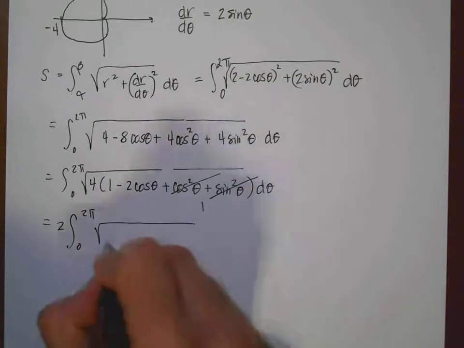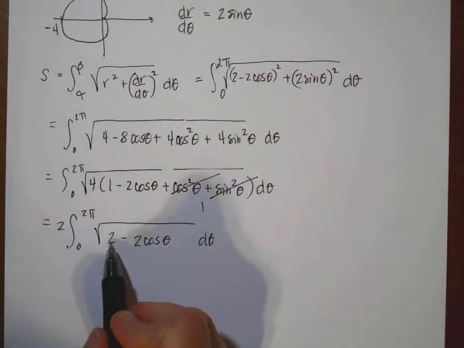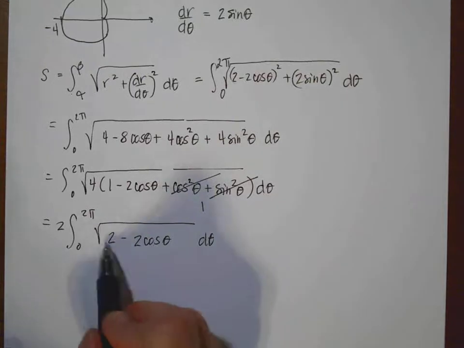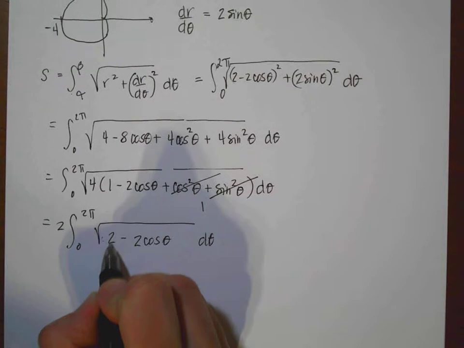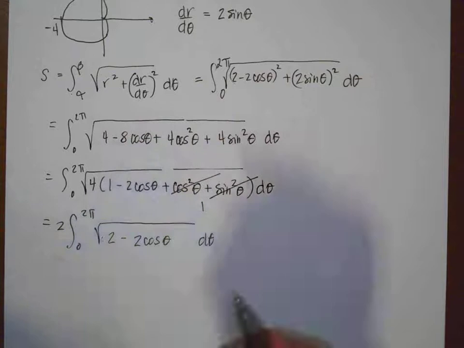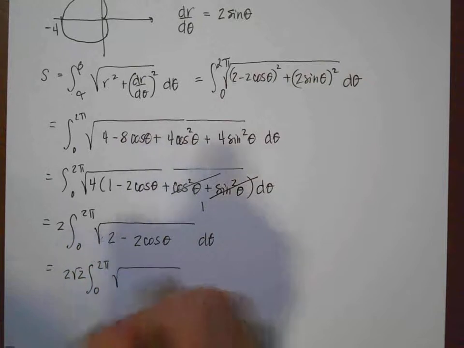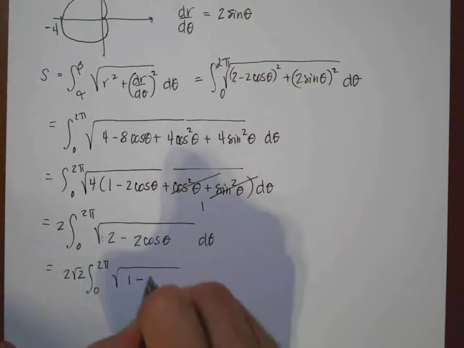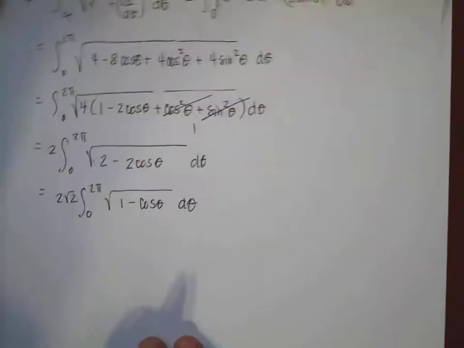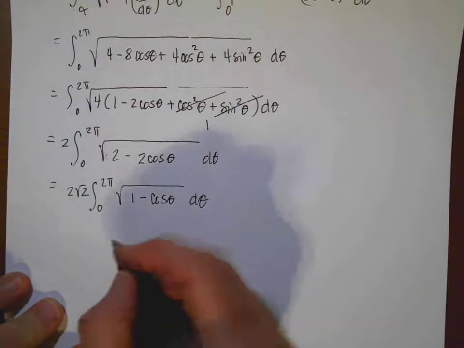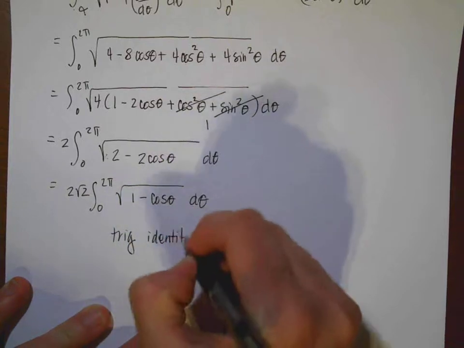So now I'm going to take the 4 outside as a 2, from 0 to 2 pi. See if you can still see what I'm doing. Then I have the square root of 1 plus 1, which is 2, minus 2 cosine theta, d theta. I'm going to factor out the 2, and if I factor out the 2 on the inside, I have a 2 times 1 minus cosine theta, and I'm going to take the radical 2 out. So I have 2 radical 2, from 0 to 2 pi, of 1 minus cosine theta, d theta. Now this is where the problem gets weird and they start bringing in some tricky identities.